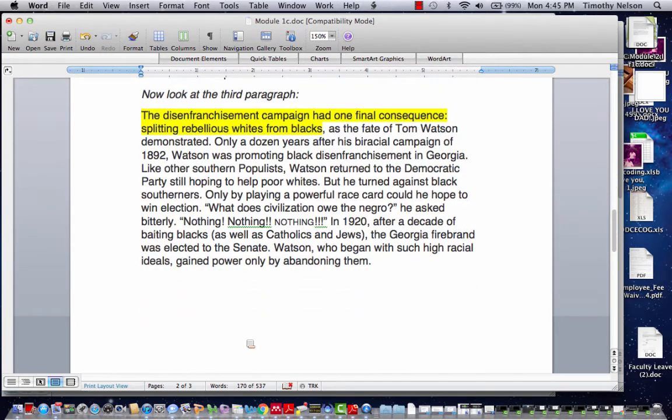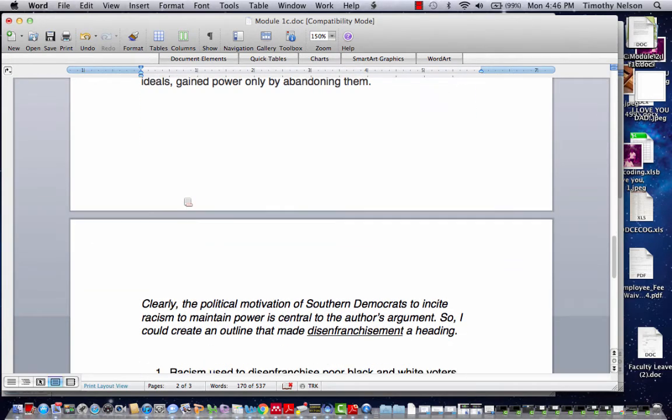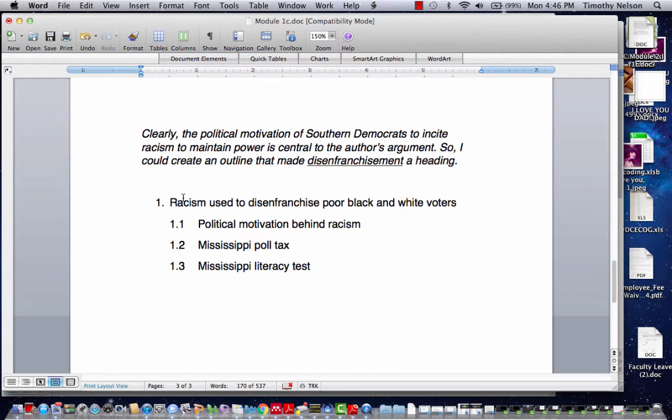Now let's look at the third paragraph. The disenfranchisement campaign had one final consequence, splitting rebellious whites from blacks. Okay, so this is starting to make sense, I hope, that this theme is running through this text. So clearly, political motivation of Southern Democrats to incite racism to maintain power is central to the author's argument in the whole passage.